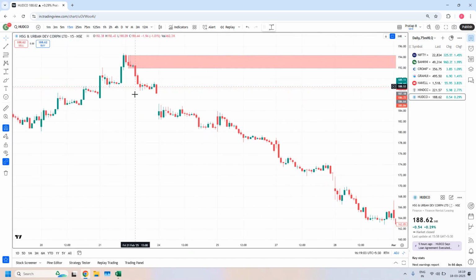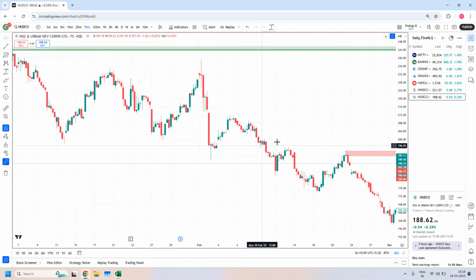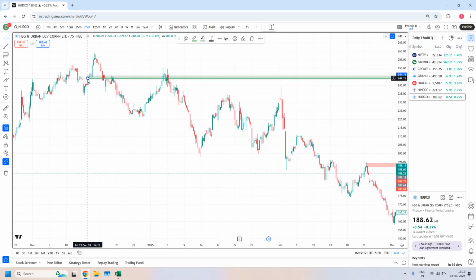Drop base, drop follow through candles, go to 75 minutes time frame. The same zone is also a 75 minutes. I think these are the old zones. Let me delete.